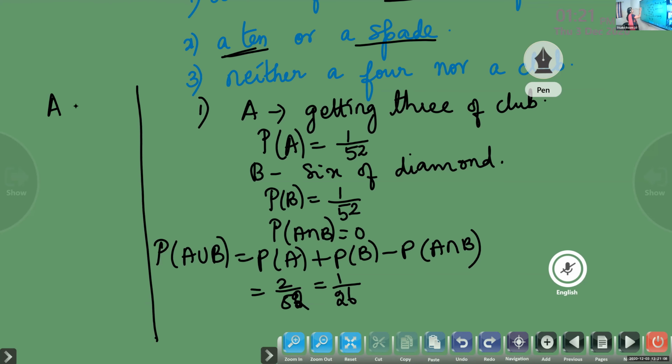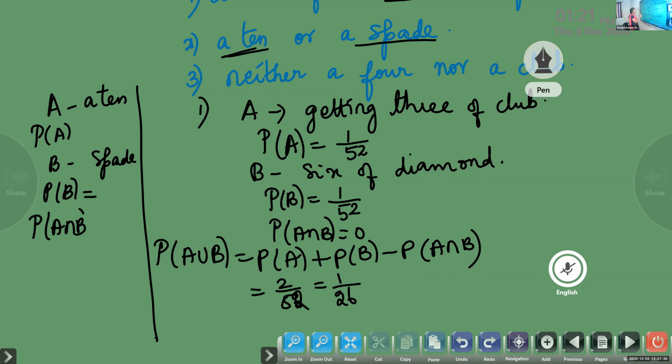Suppose we take, if you want, you can change the alphabet to E, F and so on. You can give your own notations. Suppose A denotes a 10. So what is P of A? Let B denote taking a spade. So what is P of B? Then is it possible to find A intersection B? Whether you will be getting a spade with 10. Emmanuel, what is P of A, the probability of getting a 10? 4 by 52. Very good.